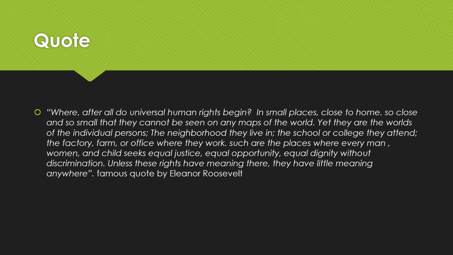I'm going to end with a quote from Eleanor Roosevelt: "After all, where do universal human rights begin? In small places, close to home, so close and so small that they cannot be seen on any maps of the world, yet they are the world of the individual person: the neighborhood they live in, the school or college they attend, the factory, farm, or office where they work. Such are the places where every man, woman, and child seeks equal justice, equal opportunity, equal dignity without discrimination. Unless these rights have meaning there, they have little meaning anywhere."